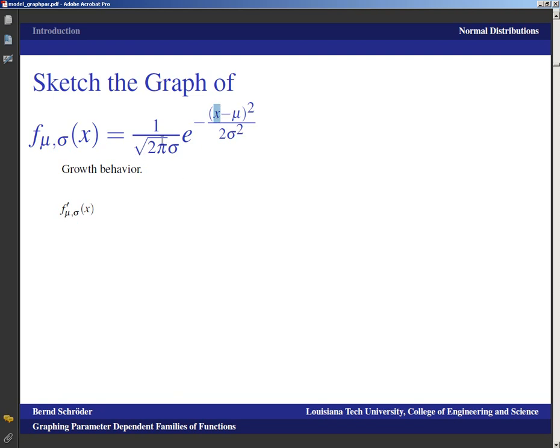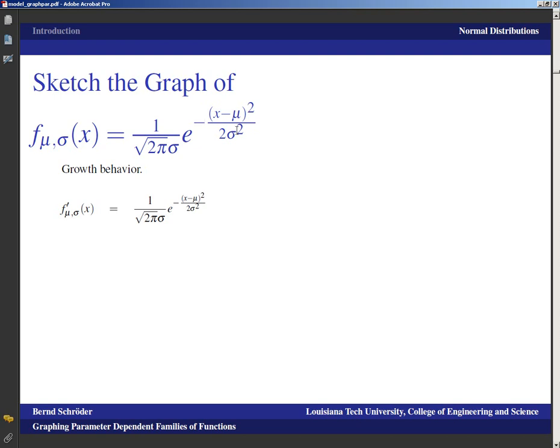That means the 1 over root 2 pi times sigma, that's just a constant, that stays out front. And then we have to take the derivative of an exponential. We know how to do that. The exponential comes back and we take the derivative of the exponent. So we get e to the negative (x minus mu) squared over 2 sigma squared. And then we have the derivative of the exponent.